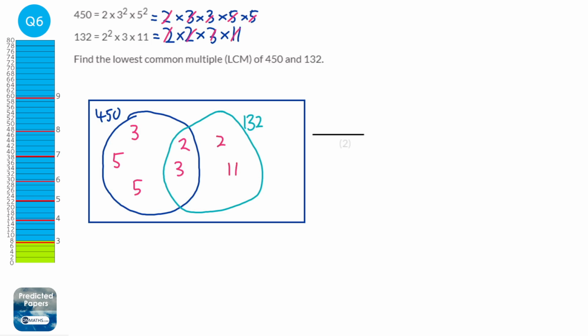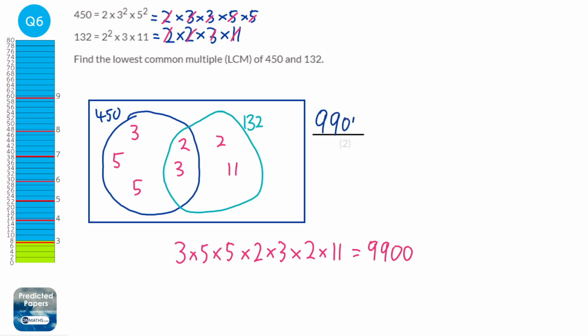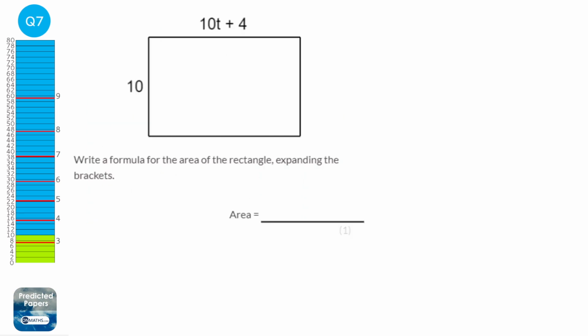Now to find the lowest common multiple, what you do is you just multiply all these numbers together, and that will give you the lowest common multiple. So we're going to do 3 times 5 times 5, which are the numbers on the left, times 2 times 3, which are the numbers in the middle, times 2 times 11. And when we do that, we get 9,900, and that's it. So our answer is 9,900.